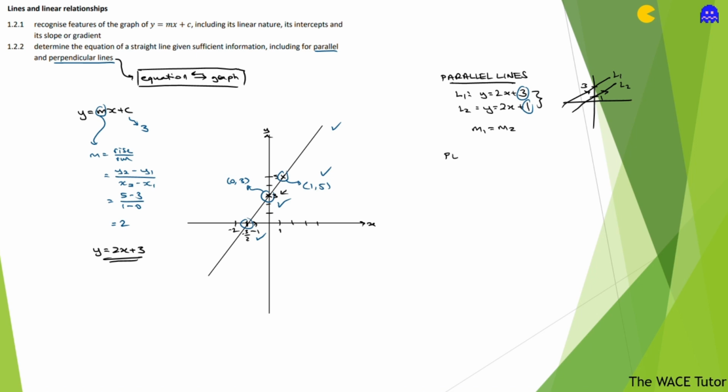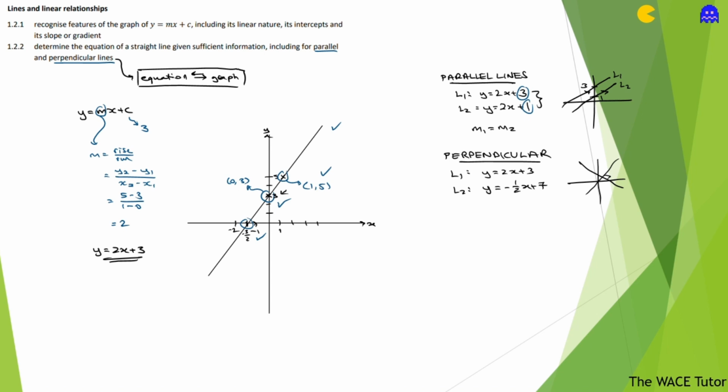When it comes to perpendicular lines, perpendicular lines are lines that intersect at right angles. So if I have a set of axes, this point here will be a 90-degree angle. One example of perpendicular lines is my line again, y equals 2x plus 3. And line 2, a perpendicular line to y equals 2x plus 3, is y equals negative 1/2 x plus 7.